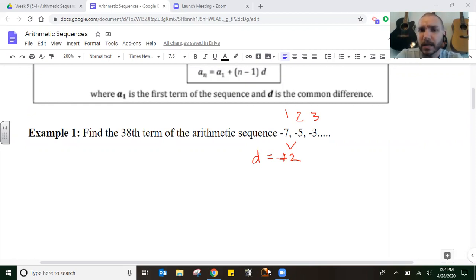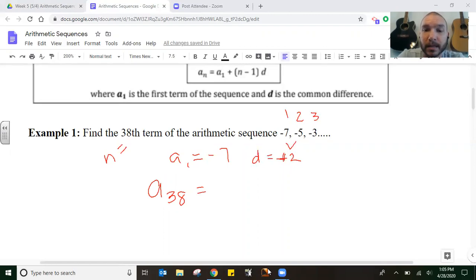So let's use our formula. We know d is equal to 2, and a sub 1 is equal to -7. If I want to find the 38th term, that, my friends, is n. n is the 38th term. a sub n is not 38. n equals 38. So when I write a sub 38, that means the 38th term, n equals 38.